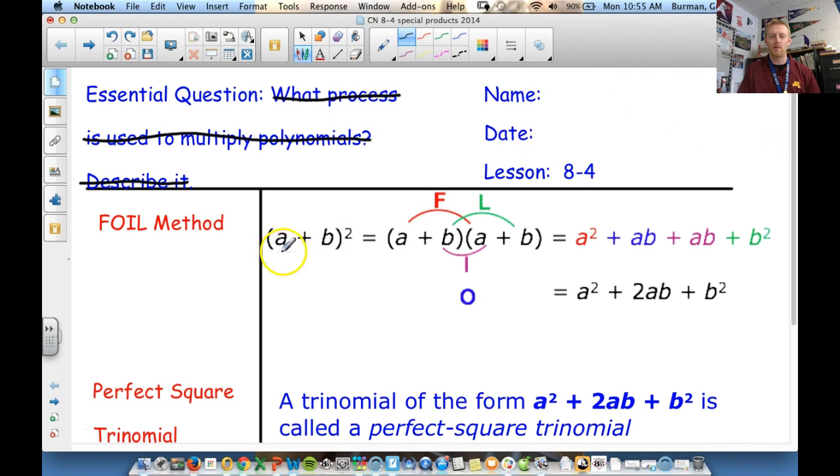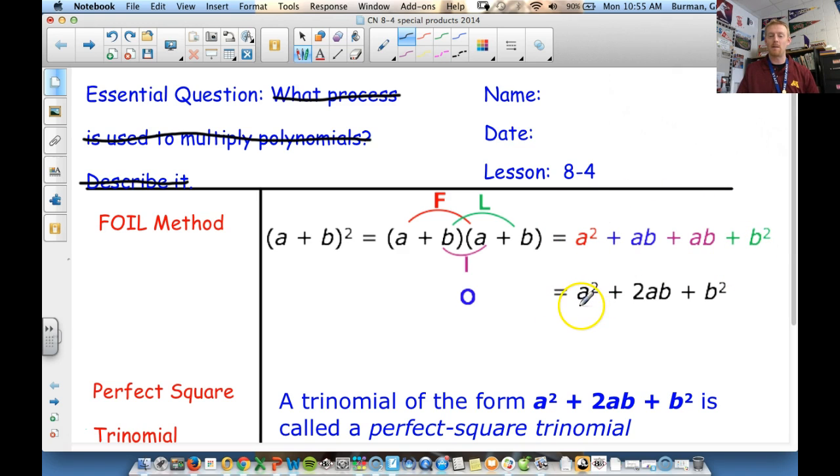So if you look here, if I have (a + b) squared, that means I have (a + b) times (a + b). So my firsts, my outers, my inners, and my lasts are all color coded. So a times a made an a squared, a times b makes an ab, and b times b made a b squared. So that's the algebra of this all.